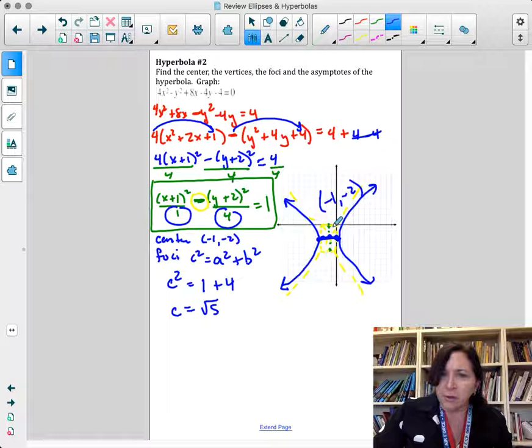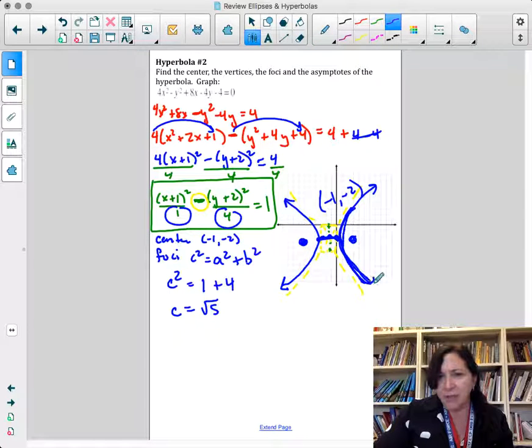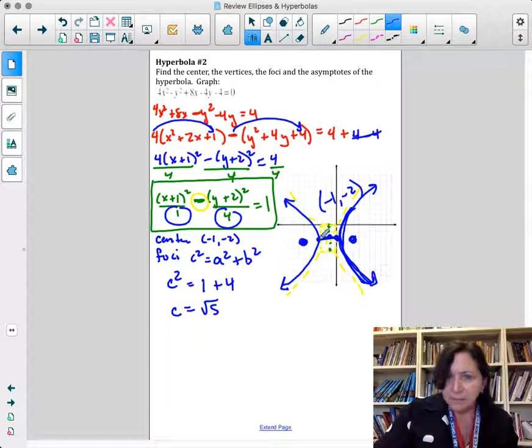From the center, because it's on the x-axis, I know my focal points are going to be in here. Remember, they always have to be cupped by the arcs of your hyperbolas. So this point here is going to be negative 1 plus the square root of 5, comma, negative 2. And this point right here will be negative 1 minus the square root of 5, comma, negative 2.